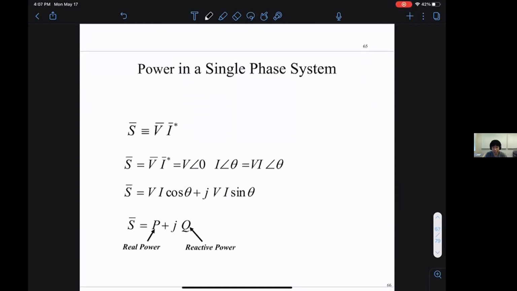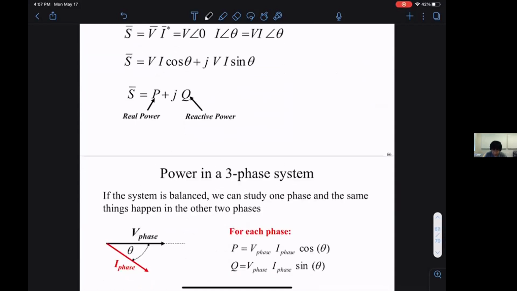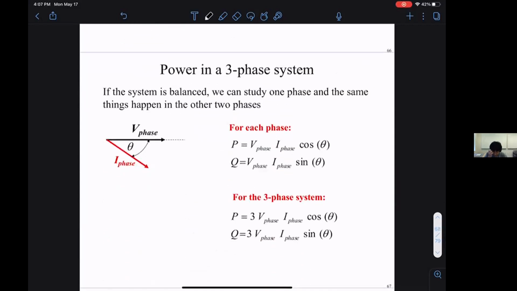So what does that show up as in three-phase? In three-phase, we still have this, right? For each phase, we have V phase times I phase times cosine theta for P, and V phase, I phase, sine theta for Q. So it's always 3 times the phase power. This is always true.